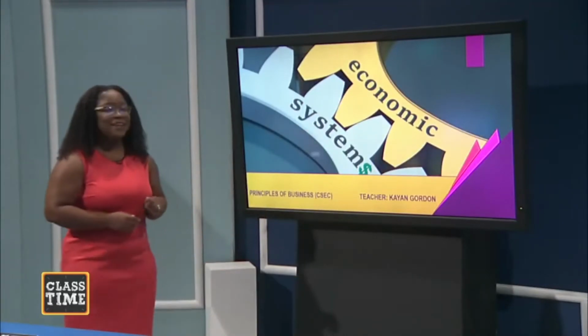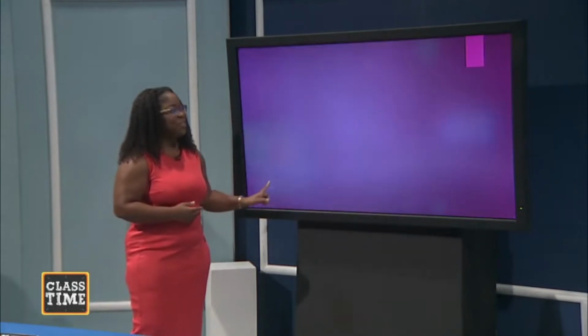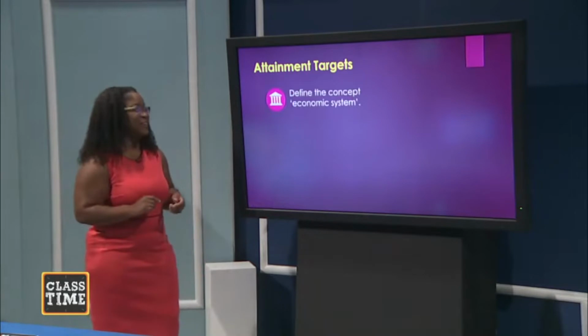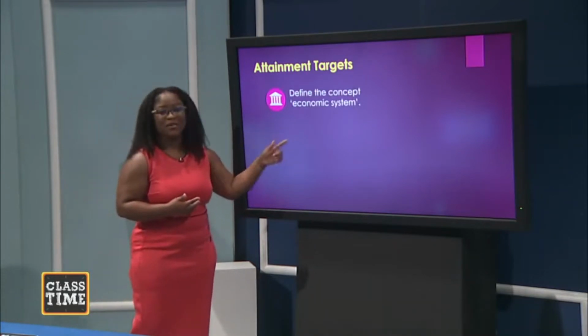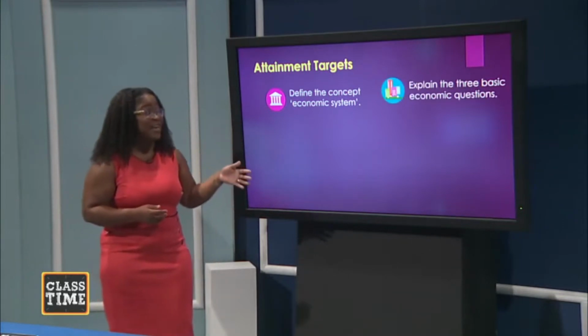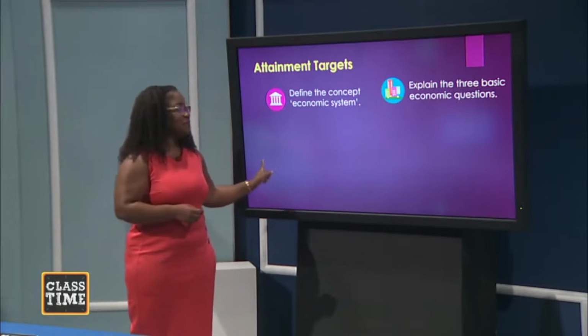Now, as we get started, let's look at our objectives that we intend to accomplish today. We call them our attainment targets, and the first one is that for today's lesson, we should be able to define the concept economic system. We should also be able to explain the three basic economic questions.